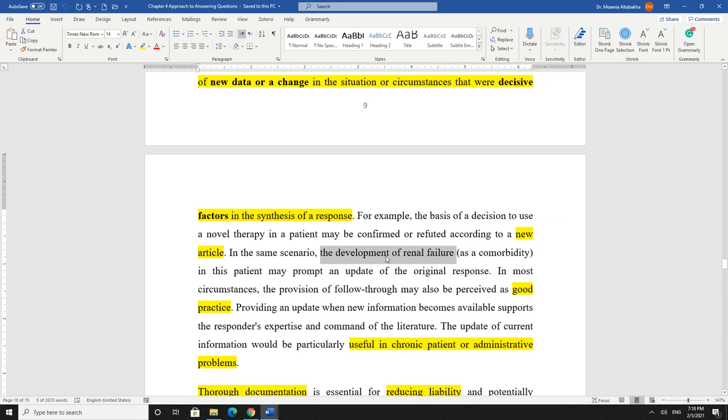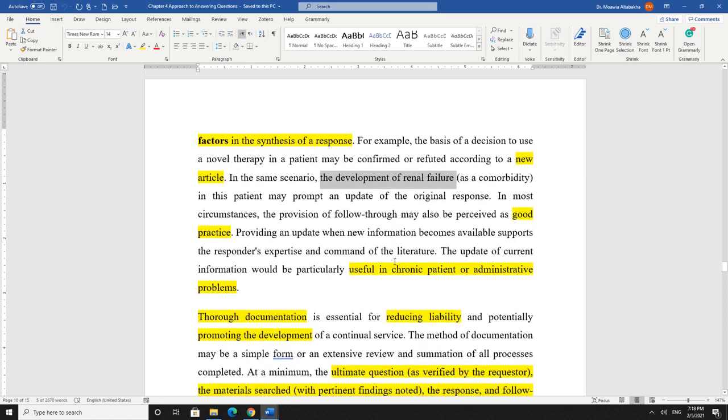If the requester continues with the novel therapy, he will have renal failure. It's possible. So shall I leave this person to have renal failure, or should I follow through and tell him, well, there is a new study, and according to this new study, it's better to go back to your original medication. So follow through and follow up are considered as good practice. Okay.